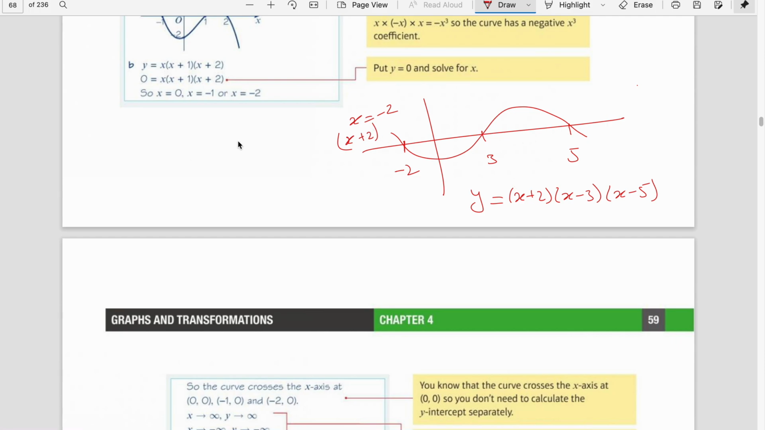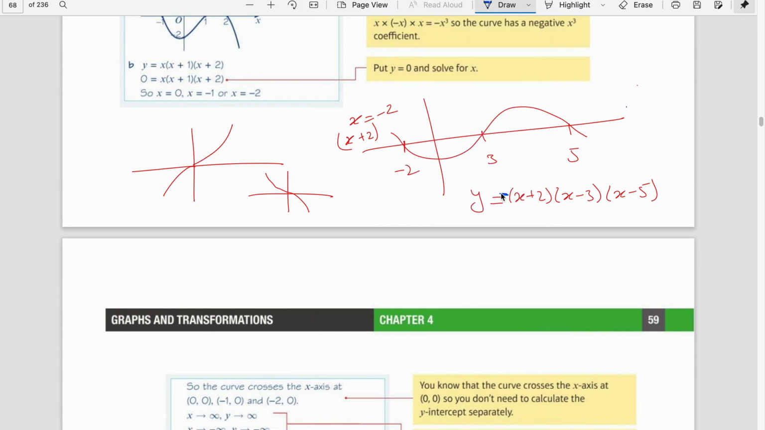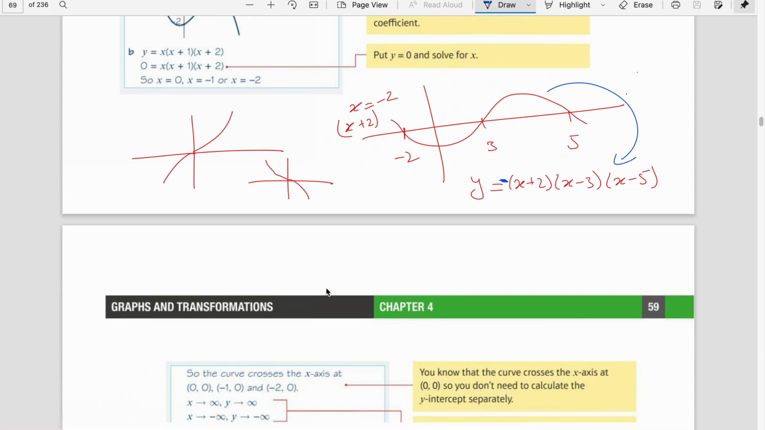And now look at this shape. Positive x cubed looks like this, but negative x cubed is the other way around, so it is negative. So you can put the negative sign anywhere in the equation with x. So from this graph, we can write this equation.